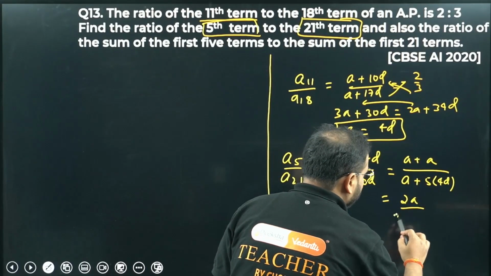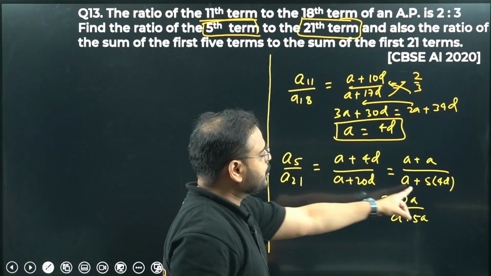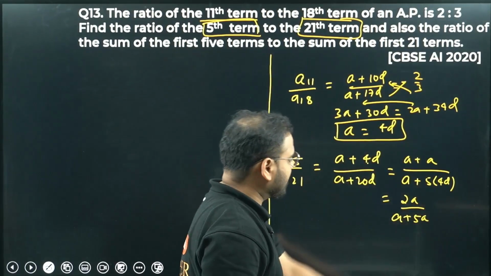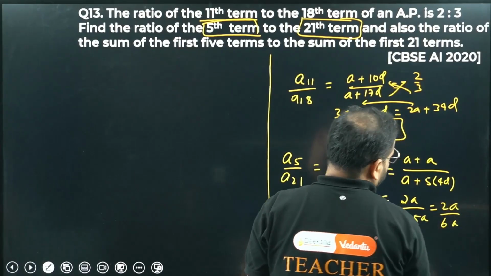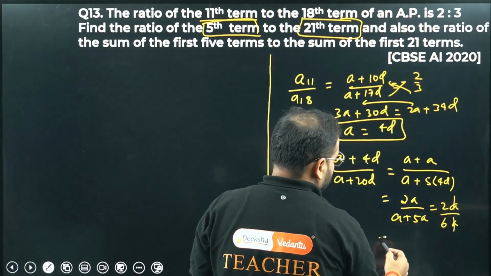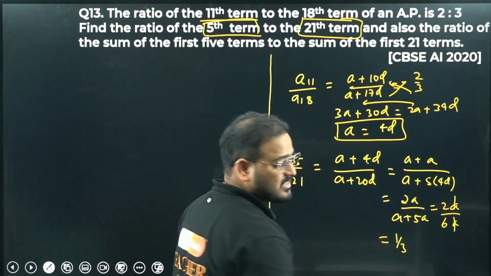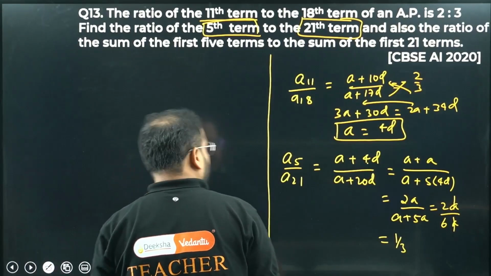This will be A plus 5A. 4D is A, right? So 5 times 4D will become what? 5 times A, so 5A. I'm getting this as 2A upon 6A. Correct? A and A cancelled. 2/6 is 1/3. 1/3 is my first part's answer.